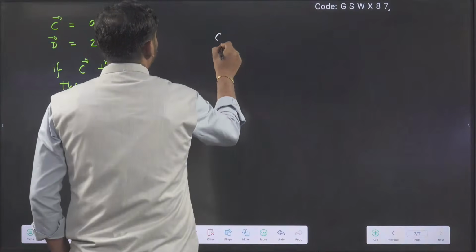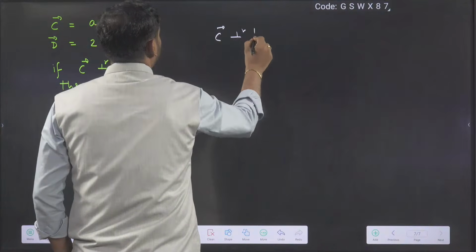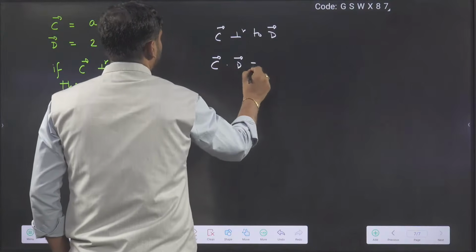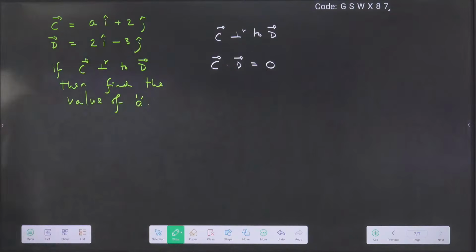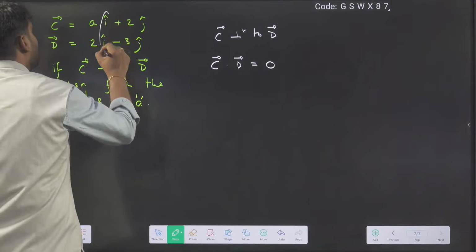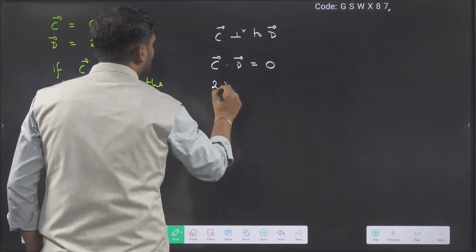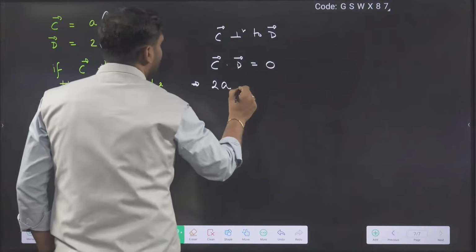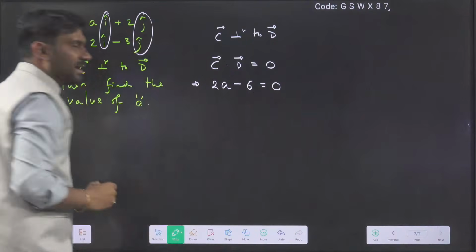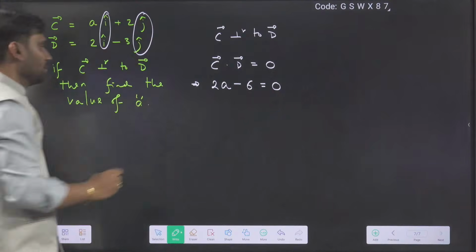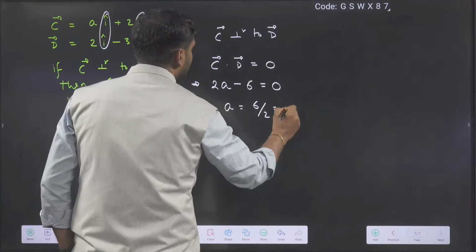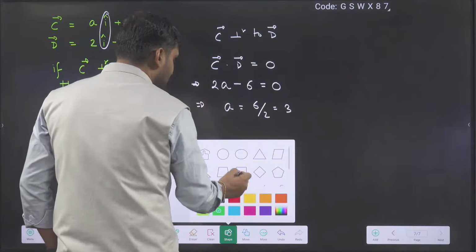So here, what is the idea? Since C vector is perpendicular to D vector, so C vector dot D vector must be equal to 0. Correct? So here I with I is giving how much? 2A. J with J giving how much? Minus 6. So 2A minus 6 is equal to how much? 0. So that means A will be equal to how much? 6 divided by 2. That is equal to 3. This is the correct answer.